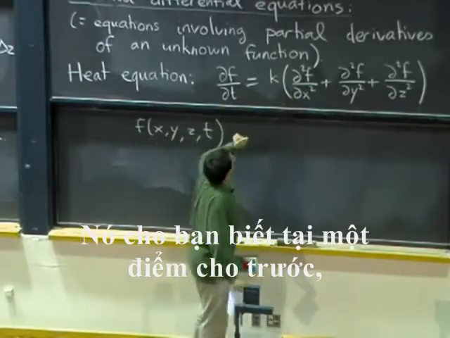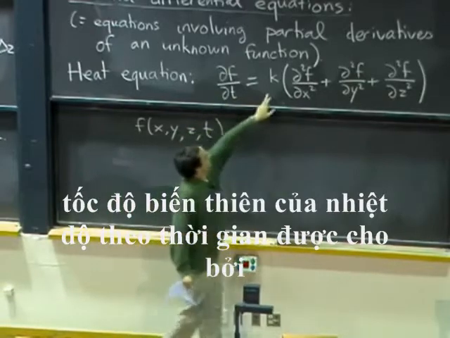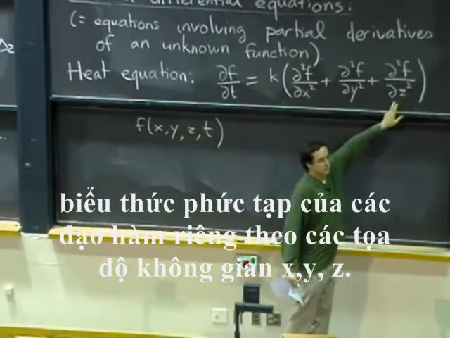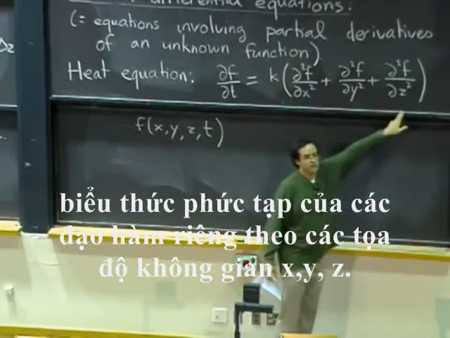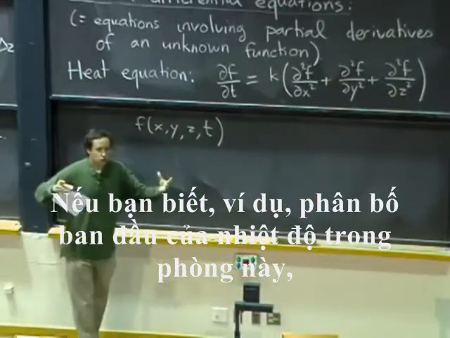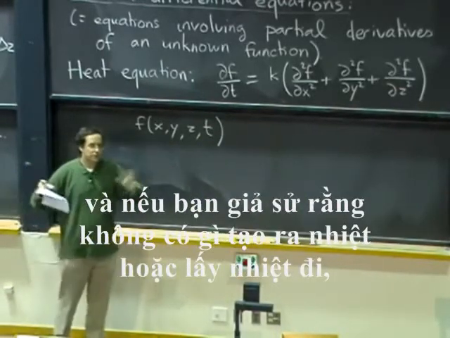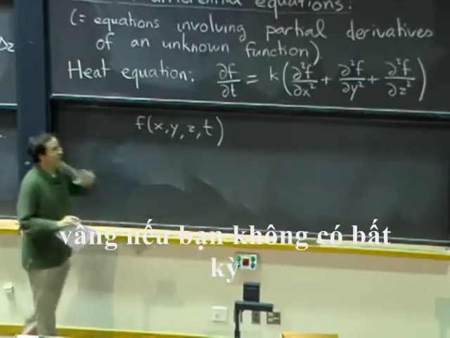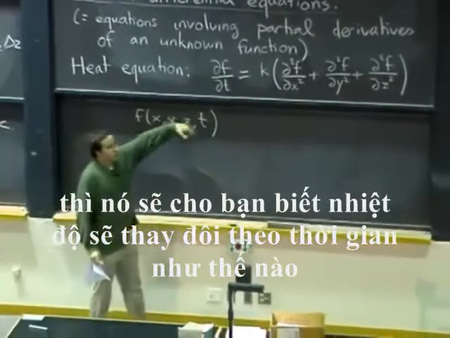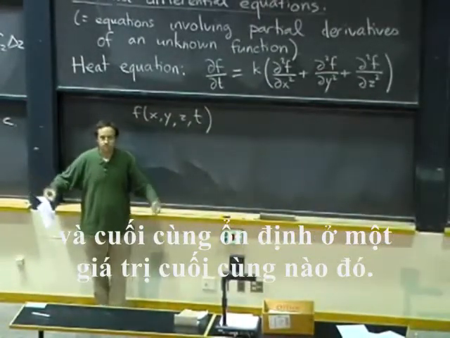It tells you that at any given point, the rate of change of temperature over time is given by this complicated expression in the partial derivatives in terms of the space coordinates x, y, z. So if you know, for example, the initial distribution of temperature in this room, and if you assume that nothing is generating heat or taking heat away, so you don't have any air conditioning or heating going on, then it will tell you how the temperature will change over time and eventually stabilize to some final value.